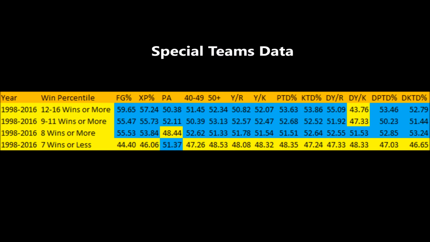But there are certain things that are just not that correlative. Punting average is really not that correlative. When you look at teams that win 7 wins or less, they're about average. The teams that win 12 to 16 wins or more are typically about average when it comes to punt average. So it's really not correlative, and I'm not going to be focusing on punt average because it just doesn't correlate to wins.